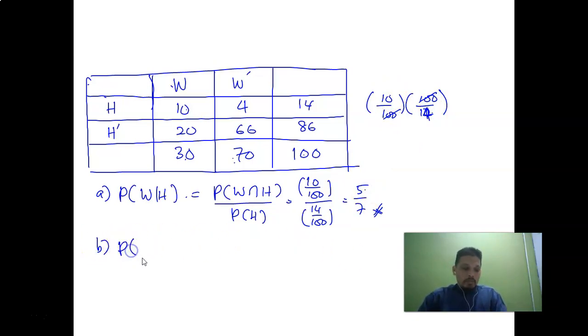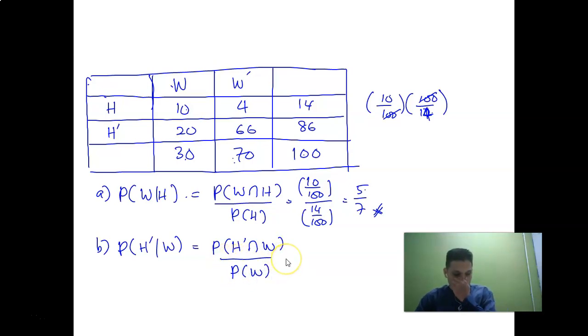And question B: what's the question just now? Find the probability that the professor will not have high blood pressure if he is overweight. So it means he has no high blood pressure, but he is overweight. So it is the probability of H complement intersect with overweight divided by the probability of overweight. So this is H complement intersect with W.